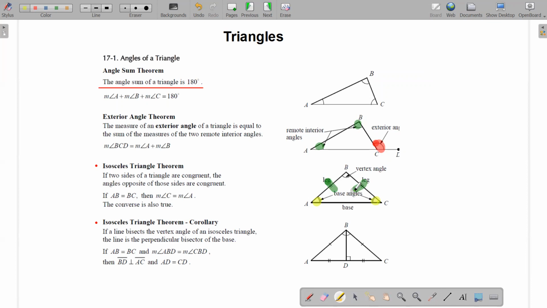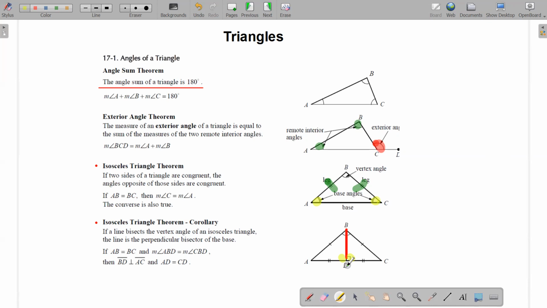Another important theorem is the isosceles triangle theorem corollary, which is that basically if we bisect our isosceles, and remember bisect means that we cut it perfectly in half, now we have created two right triangles. In fact, this angle right here is going to be 90 degrees. And these two triangles, ABD and CBD, are going to be the same.